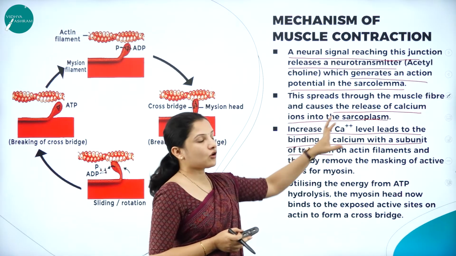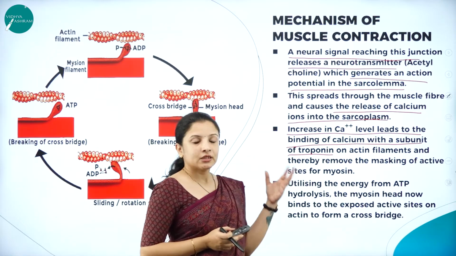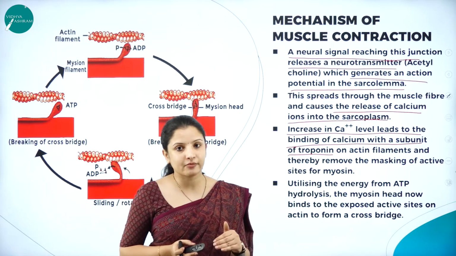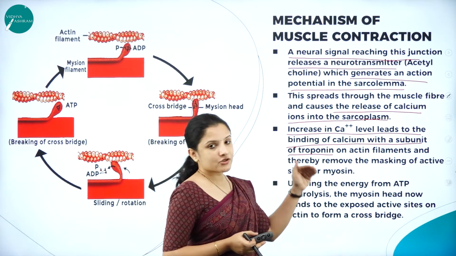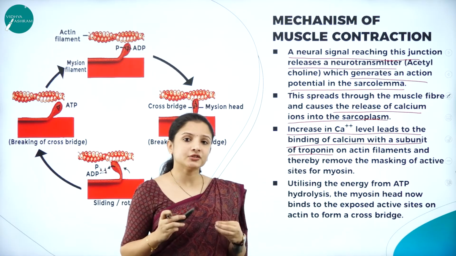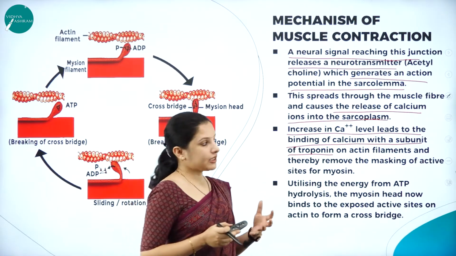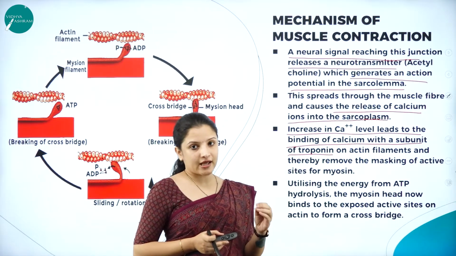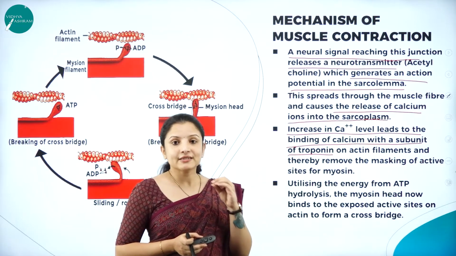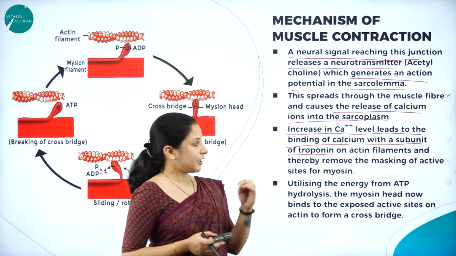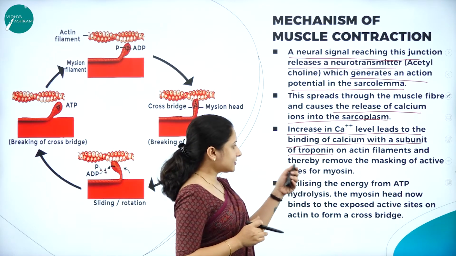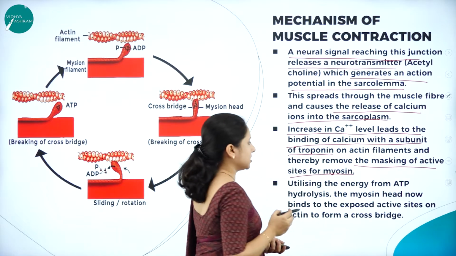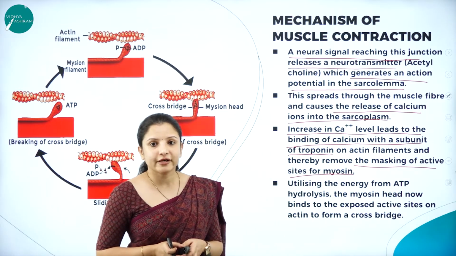And this will actually cause the release of the calcium ions into where? Into the sarcoplasm. Now, what is there inside the sarcoplasm? Calcium ions. And as and when the calcium ions get filled in, the calcium level in the sarcoplasm increases. This will lead to the binding of the calcium ions onto the protein subunit on the actin filament, which is called troponin. And therefore it will mask the active sites for myosin. So, when it masks the active sites of myosin, what happens?